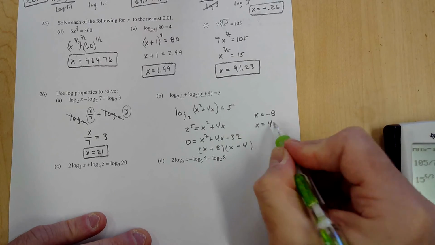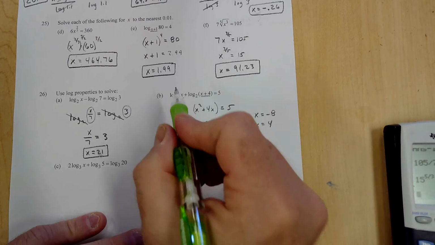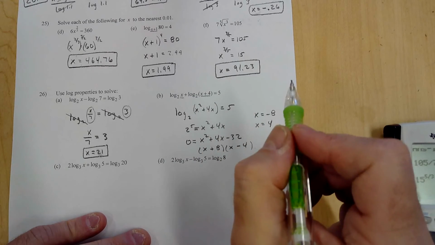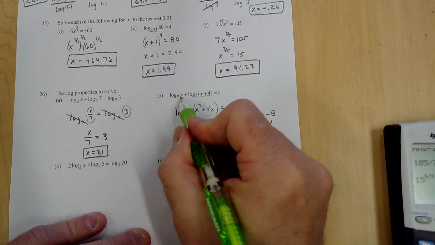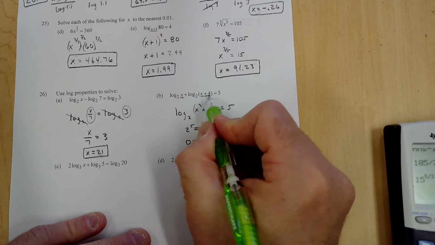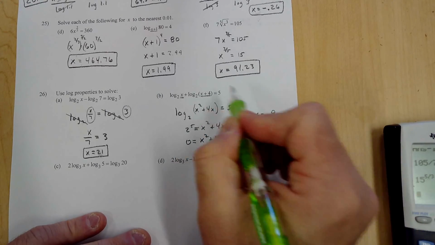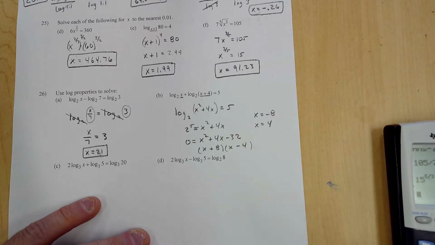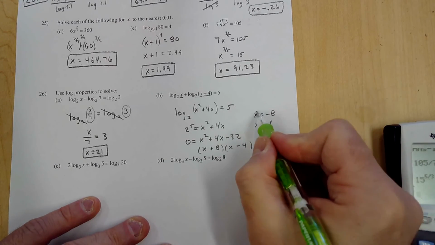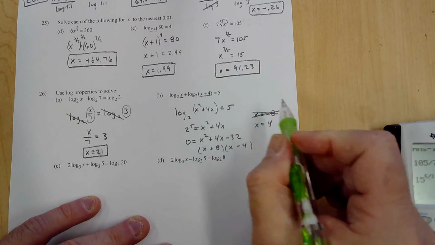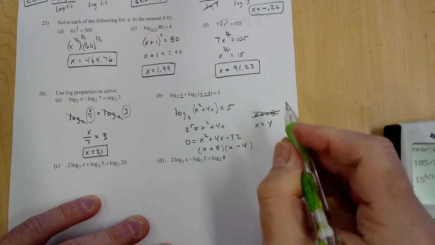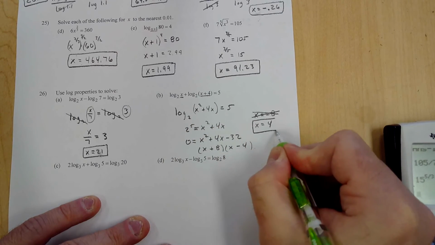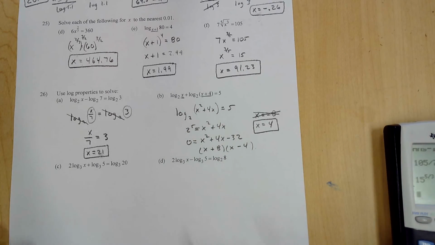However, always check to make sure your answers don't make the original problem illegal. Remember this location right here? We're staying away from 0 and we're staying away from negatives, and negative 8 is a big no-no in both locations. And it only needs to be a no-no in one location in order to cross it out. So negative 8 is bad, but positive 4 is terrific in both locations. So the only answer here is 4.